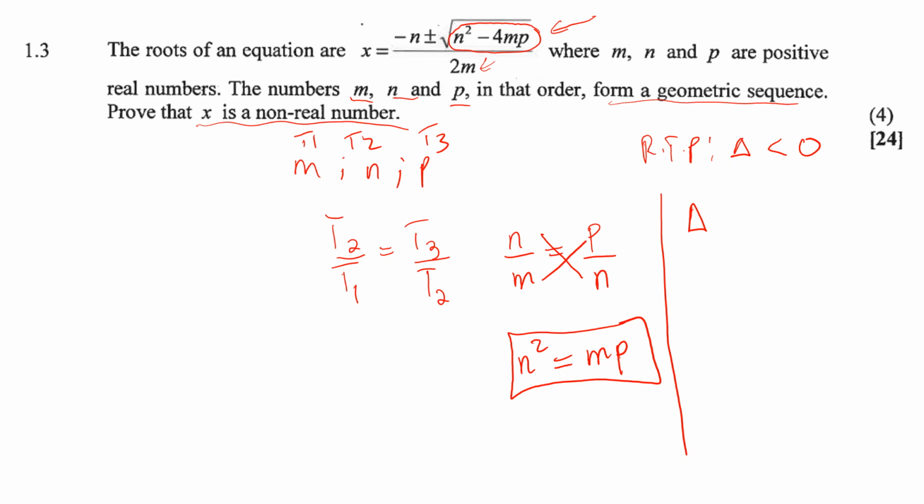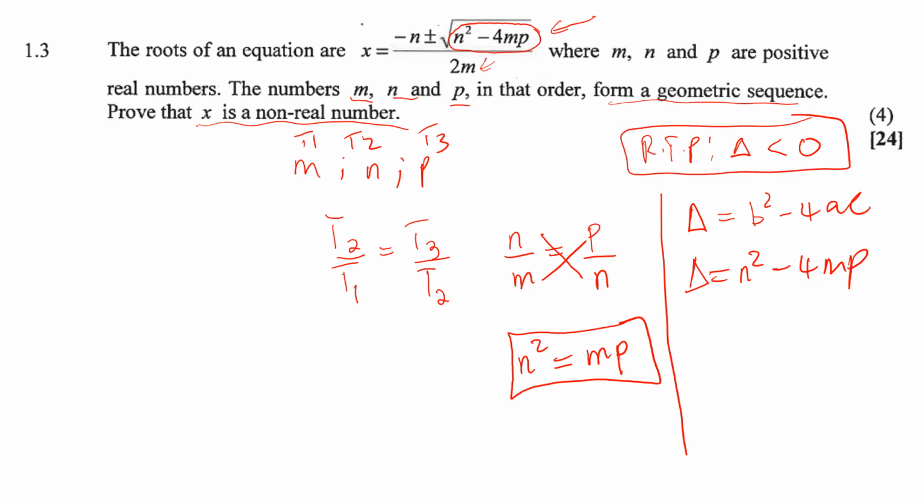So we need to now go and calculate our delta. We know the equation for delta. Delta equals b squared minus 4ac, right? But in this case, we know that delta is found inside the root. So we can give the answer for delta, which is n squared minus 4mp, right? We need to prove that it's actually less than 0. How are we going to prove this?